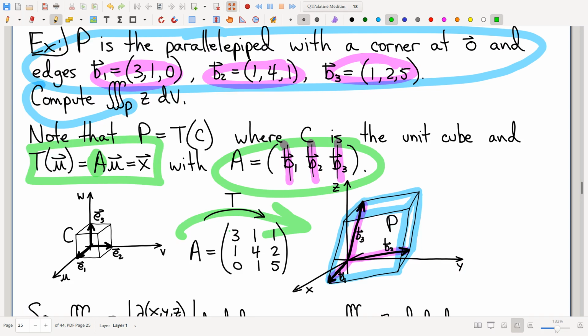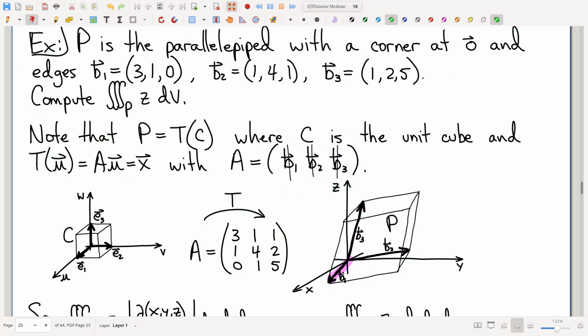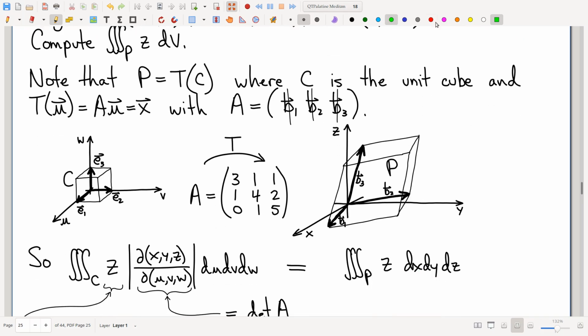Edge vectors, make those the columns of a matrix. That defines a linear transformation change of variables function. Okay. Now, I claim that's an awesome trick. How do I know that works? What is the pullback domain in this case? I claim the pullback domain is going to be the unit cube over here. Just the unit cube.